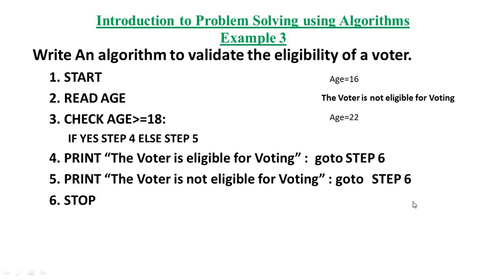Again we take a new value, age equal to 22. Now again 22 is greater than or equal to 18, which is true. Then go to step number 4. What is step number 4? Voter is eligible for voting. After that, go to step number 6. Stop the process. So here you see we have used the condition. So algorithm can be decision based also, which is called selection based.